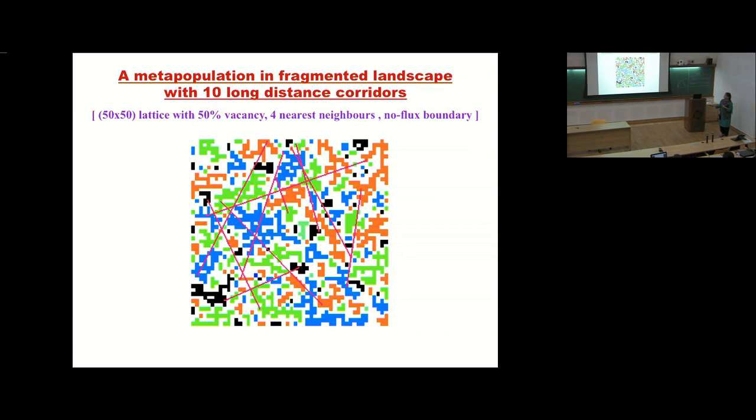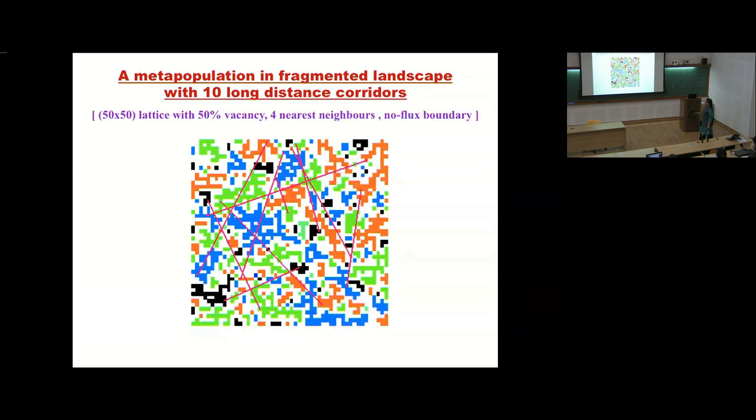Okay, so now what is this picture? This is a picture which was painted by me. What you have is a 50 by 50 lattice, of which 50% of the sites are such that nothing can grow there, nothing can live there, nothing can move there. So they are vacant, basically. Neighbors are only four, depending on whether this particular site is next to vacant sites. If all these are vacant, then the neighbor is only one. For example, this particular site will have only one neighbor. All three other neighbors are vacant, okay?